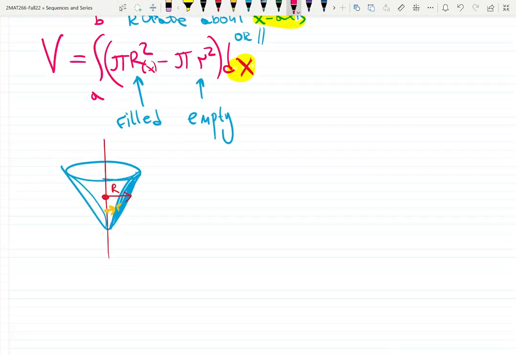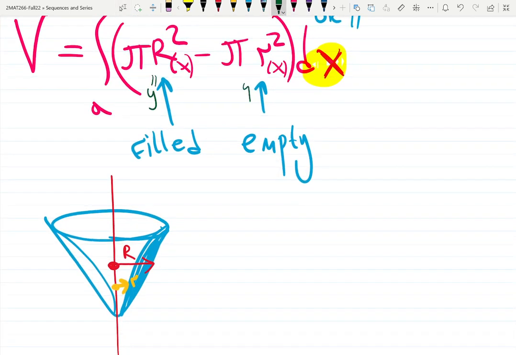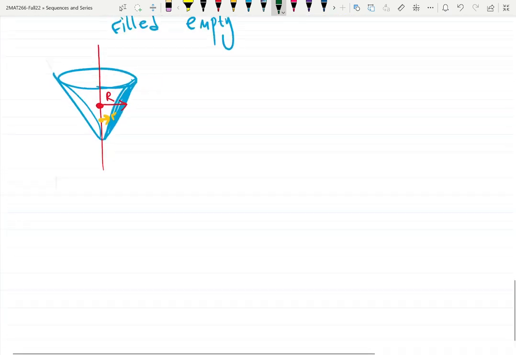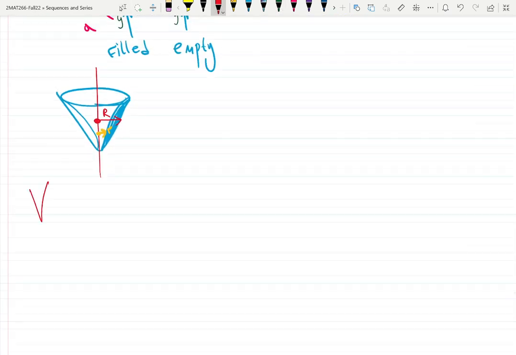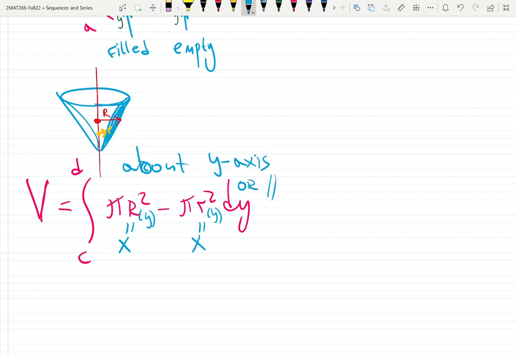In this case, all r's depend on x, so each r is y equals. Now, the other formula is V equals, still the integral of pi r squared minus pi r squared dy from c to d. But now each function is x equals r of y. This is rotation about the y-axis, or anything that looks like the y-axis, so parallel to the y-axis.